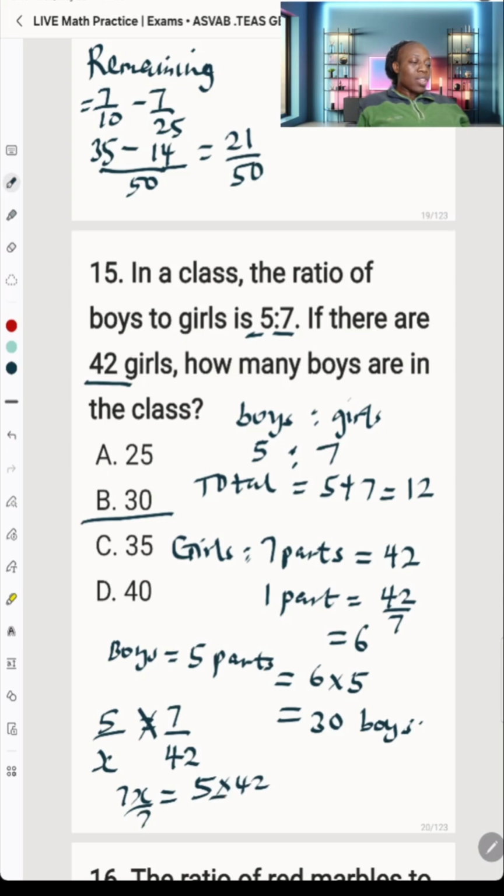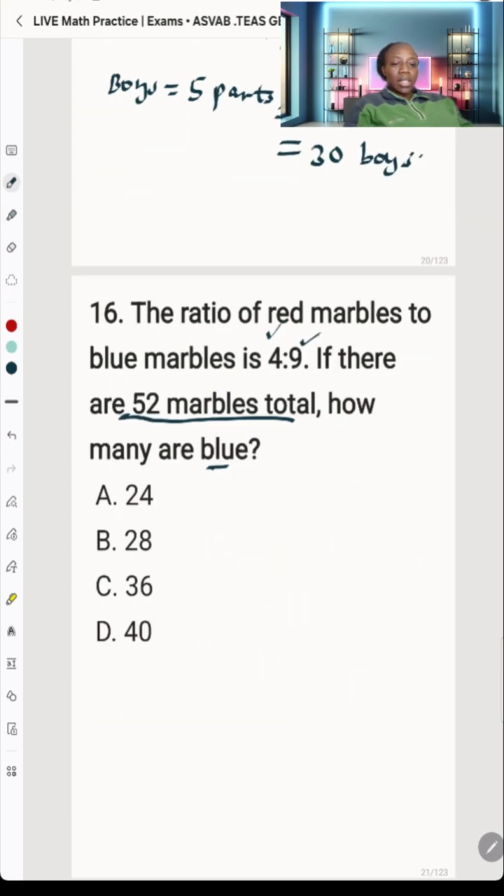Divide by 7, divide by 7. This is going to be 6, and this is 1. The x is what? 5 times 6, 30.